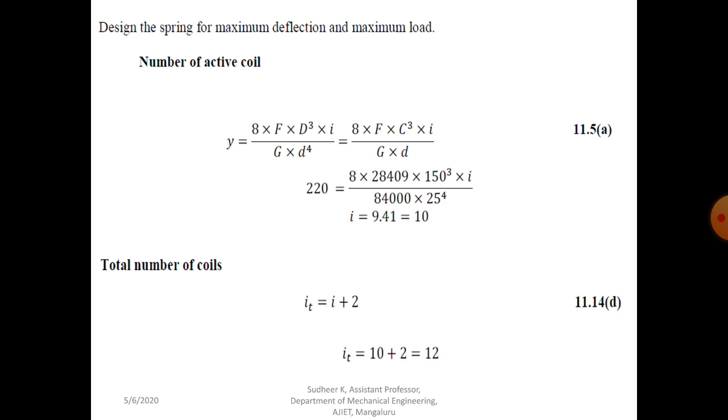Now you have to find the total number of coils by considering square and ground ends. That is the end coils. For that, the end coils will be 2, so you have to add 2 to the number of active coils, because the total number of coils is always the number of active coils plus the number of inactive coils. So 10 plus 2 is 12. That is the total number of coils in the spring.